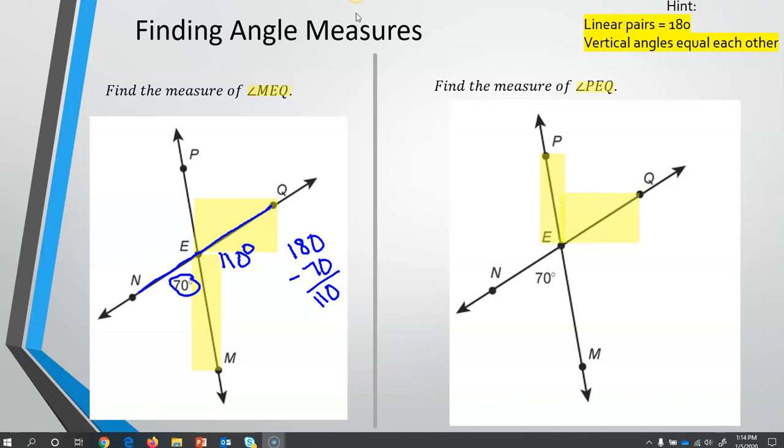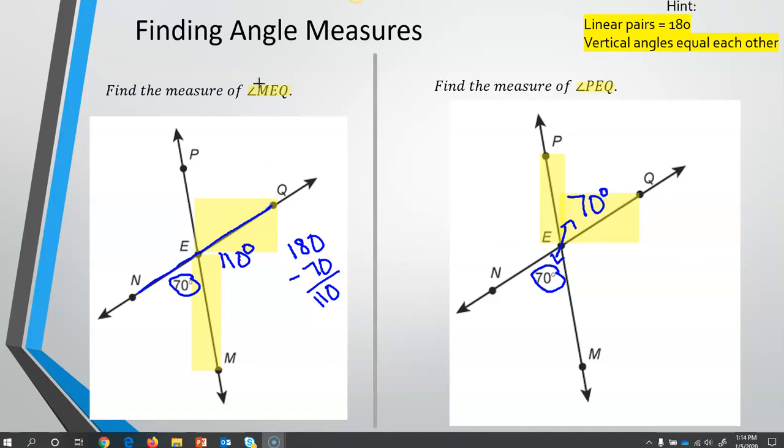Again, what is the part that I already know? I'm trying to find what's highlighted, and I know this right here is already 70 degrees. So what is the relationship of MEN, which is 70, to PEQ? This time they don't form a straight line, but they're diagonal from each other. So this one is a vertical angle, and vertical angles are always congruent. So PEQ would be 70 degrees.